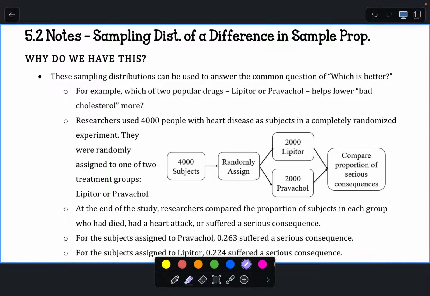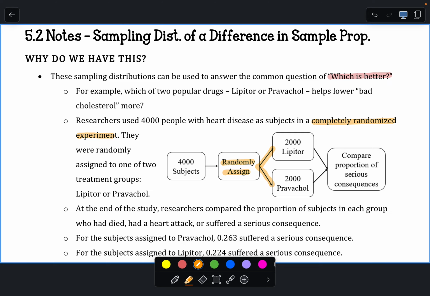Why do we have to do this? Essentially, when you're having a difference in sample proportions or sample means, you're really looking for which is better. So there's an example on your paper that goes through 2 drugs that are given to 4,000 patients, and they're trying to see if it helps lower bad cholesterol. So just a little reminder, they go in and do a completely randomized experiment, which means they are just randomly assigning to one of the 2 groups.